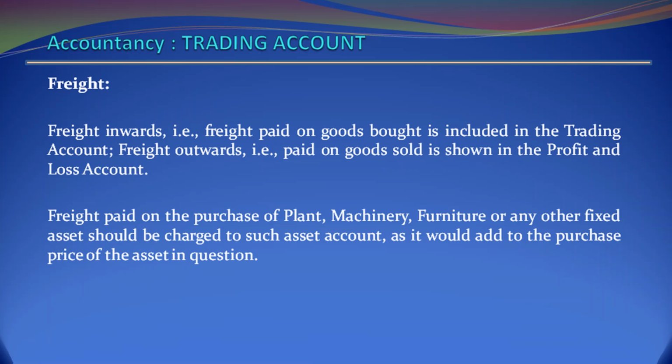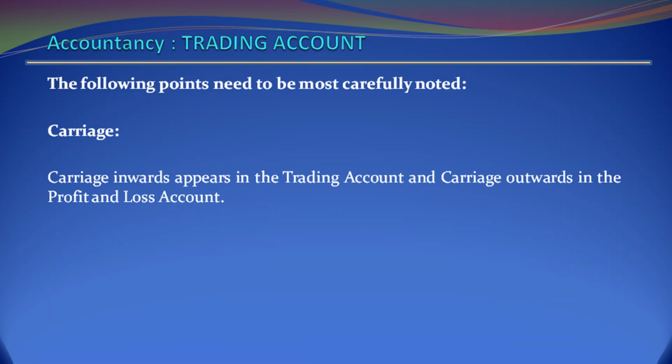Freight. Freight inwards, that is, freight paid on goods bought, is included in the trading account. Freight outwards, that is, paid on goods sold, is shown in the profit and loss account. Freight paid on the purchases of plant and machinery, furniture, or any other fixed asset should be charged to such asset account as it would add to the purchase price of the asset in question. Carriage. Carriage inwards appear in the trading account and carriage outwards in the profit and loss account.